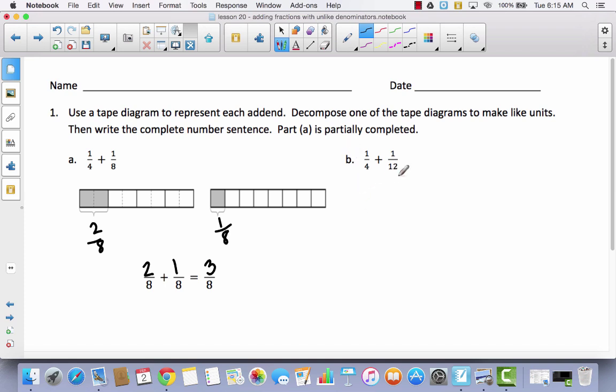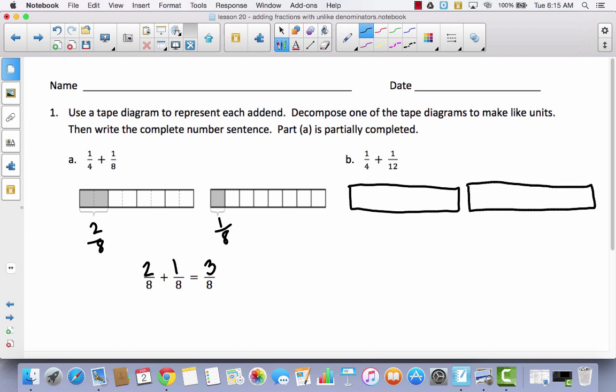All right, so we've got 1/4 plus 1/12. So I'm going to go ahead and start by drawing 2 tape diagrams. And you're going to want to make these small enough that you can do them side by side, but you still want to be able to make sure that you can clearly count the number of boxes. So first of all, can I decompose twelfths into fourths? Of course not, but I can decompose fourths into twelfths, right? So let's start by doing this.